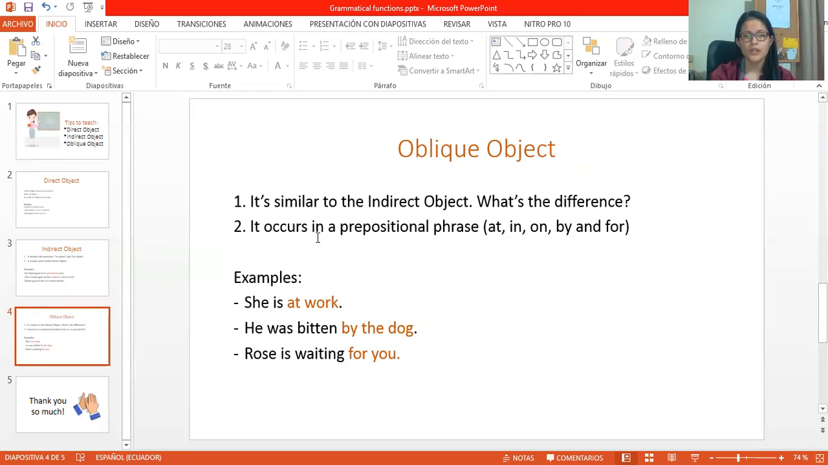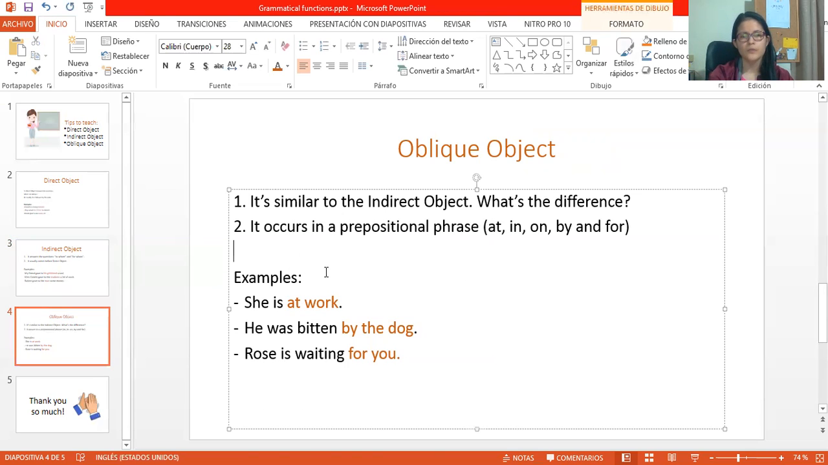We can consider that the oblique object is similar to the indirect object. So what's the difference? Well, the difference is the prepositional phrase. The prepositional phrase would be phrases like at, in, on, by, for, etc.